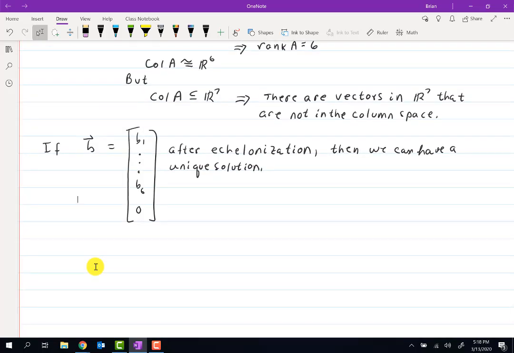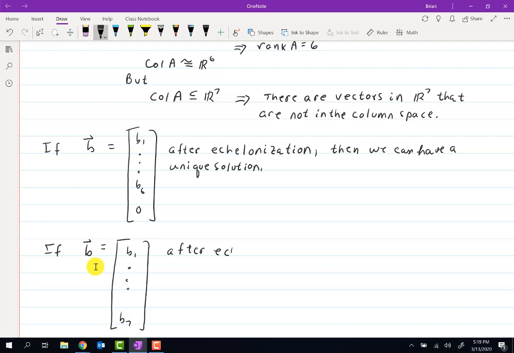However, if your B looks like this, up to B7 after, if you try to look up the word echelonization anywhere, you won't find it. I'm making it up. But anyway, if you see something like this after echelonization where each Bi is non-zero, then you won't have a solution.